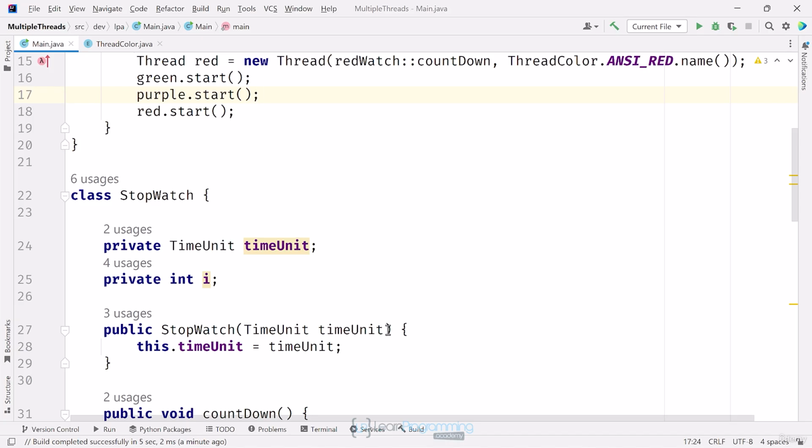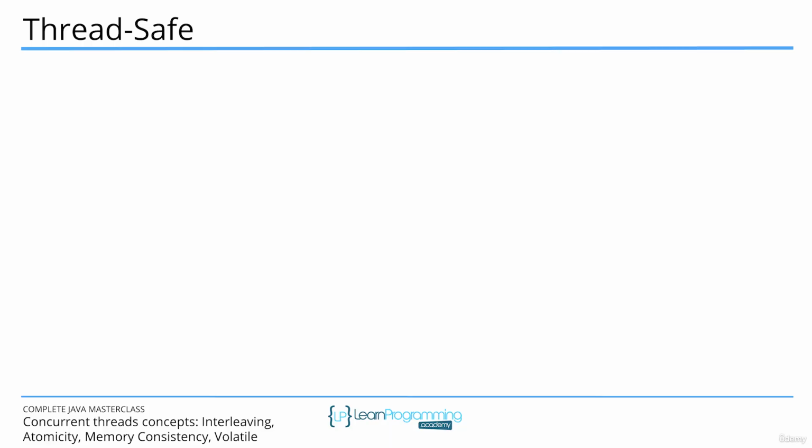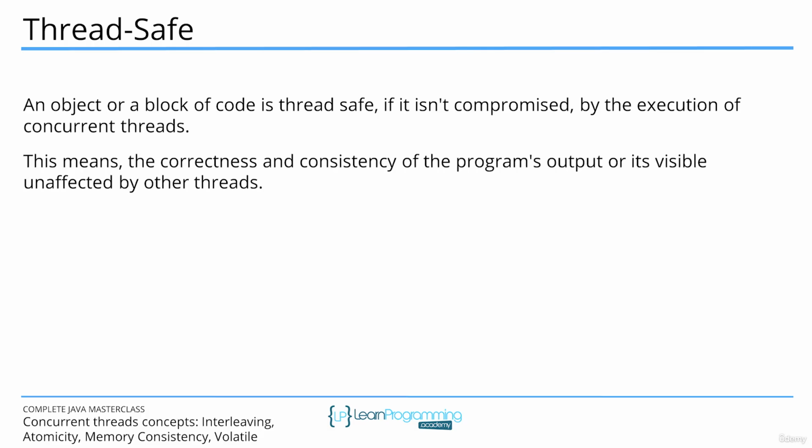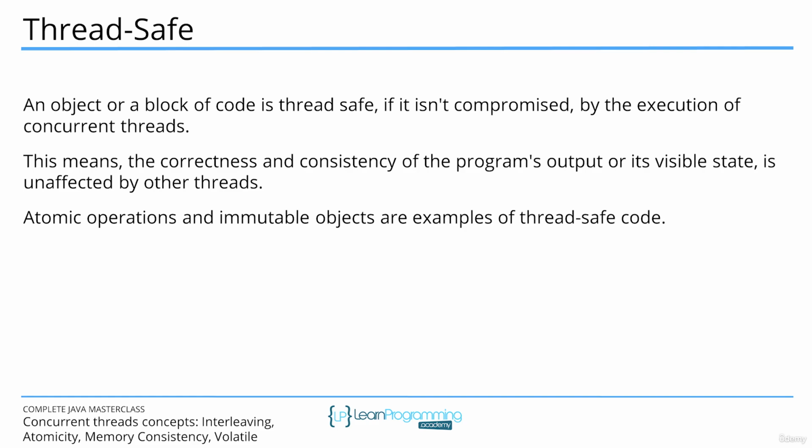Certainly, the field i, if it were final, would never be used as a loop variable. Using immutable objects when dealing with concurrent threads simplifies techniques we might need to use otherwise and eliminates some bad programming practices. An immutable object is said to be thread safe for this reason. What does it mean to be thread safe? An object or a block of code is thread safe if it isn't compromised by the execution of concurrent threads. This means the correctness and consistency of the program's output or its visible state is unaffected by other threads. Atomic operations and immutable objects are examples of thread-safe code.